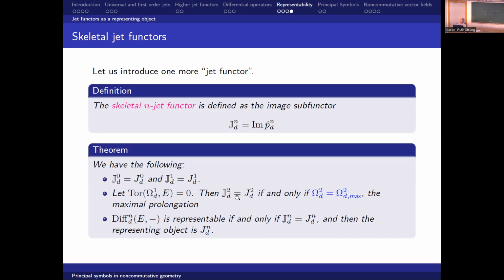But then as soon as you get to degree 2, the jet will only agree with the skeletal 2 jet if first you have this Tor condition satisfied. So in particular, you need either E to be flat as a left A module or omega 1 to be flat as a right A module. And then beyond that, you also need that your exterior algebra is the maximal exterior algebra, at least up to degree 2. Beyond that, we can't say more, but this is perhaps one motivation why it's useful to consider the maximal exterior algebra. It gives you this representability of differential operators by jets.